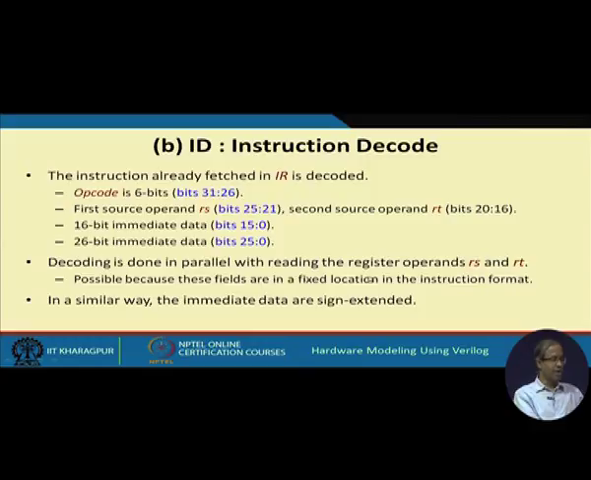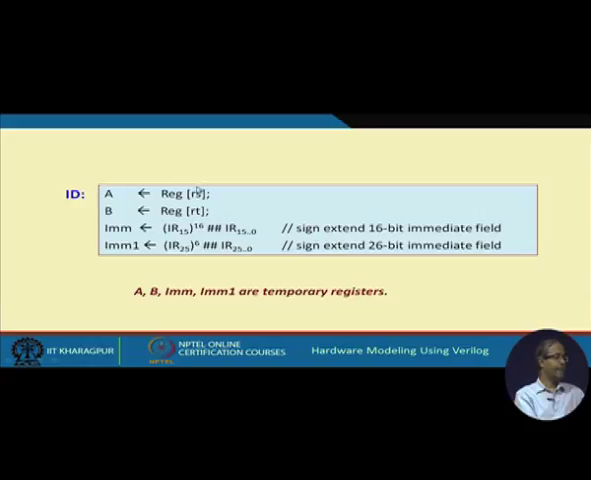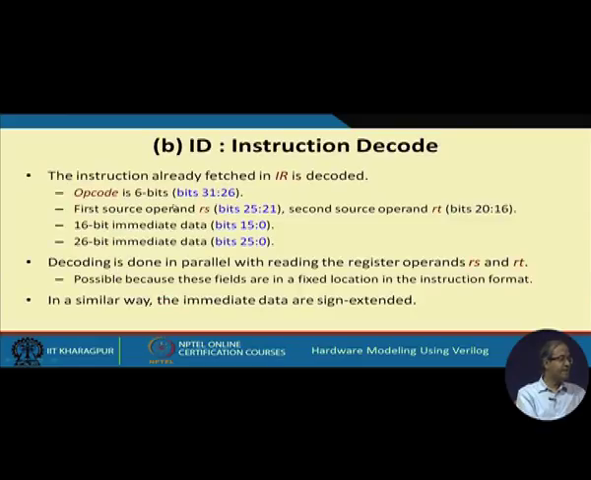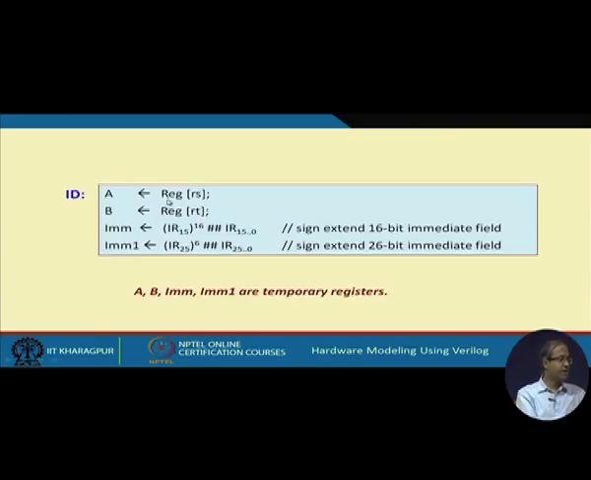So, decoding and register prefetching of RS and RT will go on in parallel. Similarly, immediate data will be sign extended. Let us see what happens. These are the micro operations. We are doing register prefetch, you see the two fields are RS and RT, right. So we are writing it like this, Reg[RS], Reg[RT].